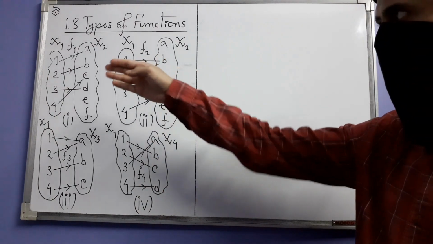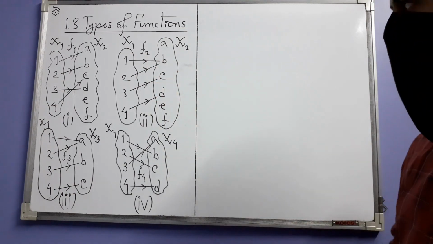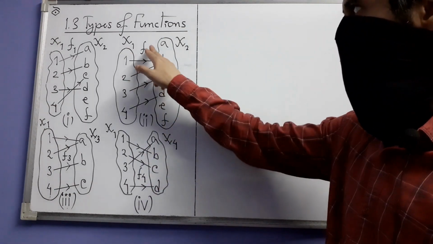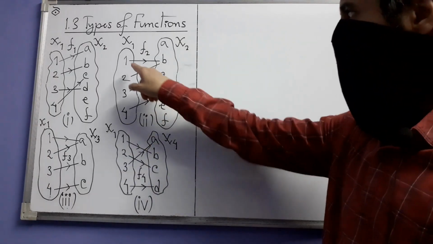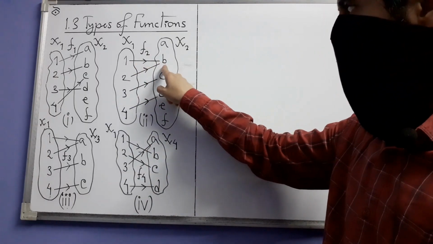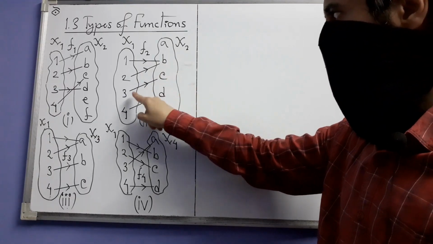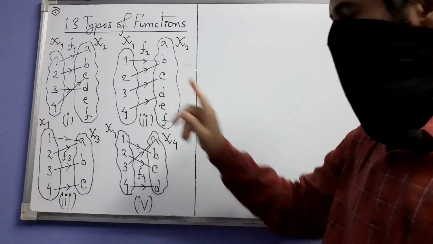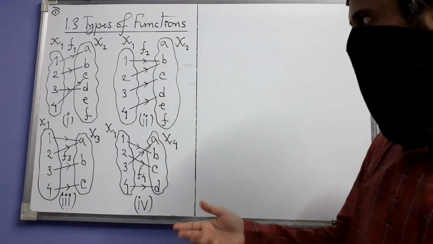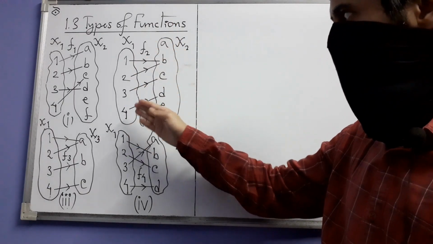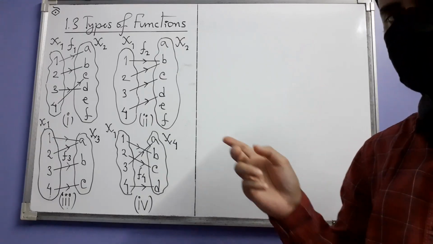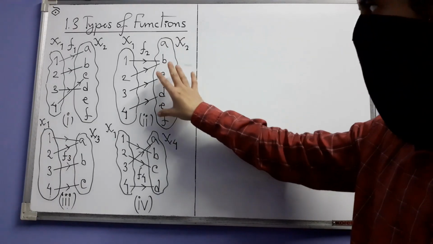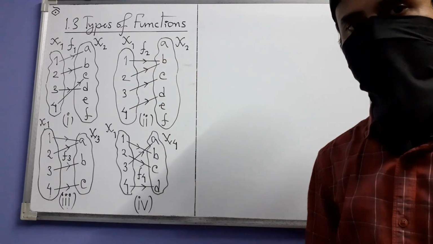Here also x1 and x2 are the same. But this time the relation is f2 and it's like this. The input 1 has output b, 2 also has output b, 3 has output c and 4 has output d. Again, all the elements in x1 are inputs and each one has a single output. So f2 is a function, f1 is also a function.